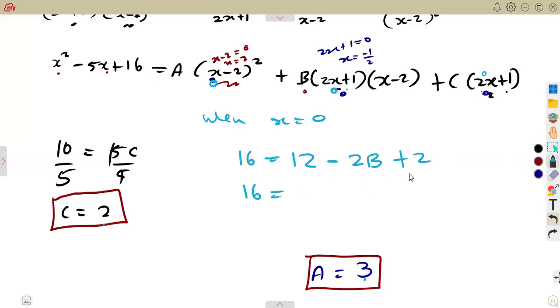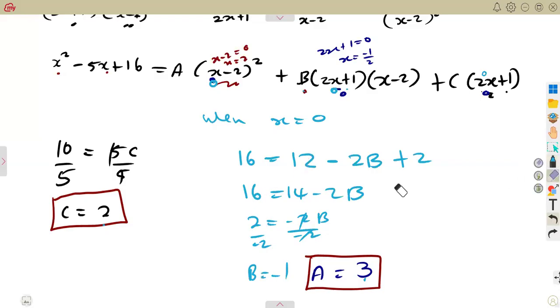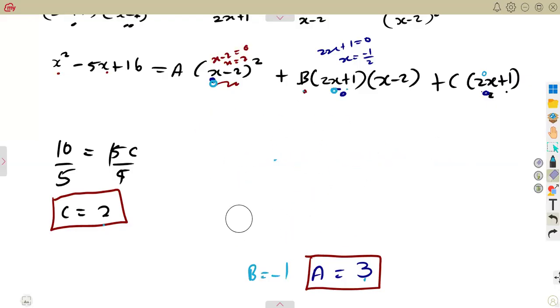So 16 is equal to 14 minus 2b. That's a 2 is equal to minus 2b, divided by negative 2 on both sides. So b was going to be negative 1. From this, we have a negative 1 there. So you have the value of a, the value of b, and the value of c. These are the values that we wanted to obtain.